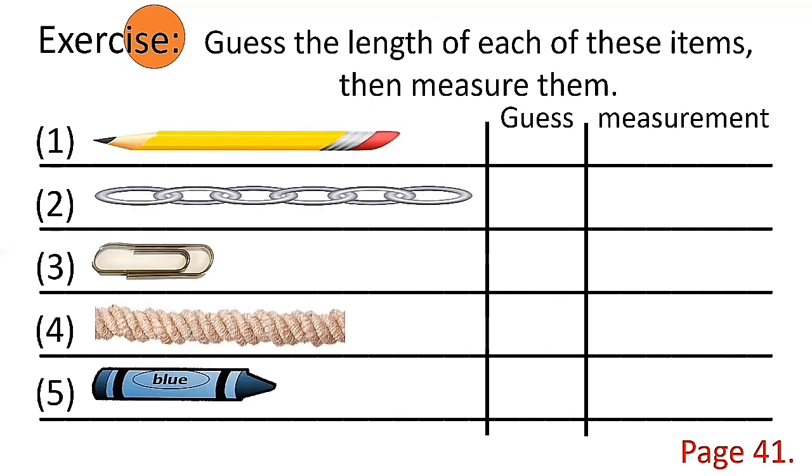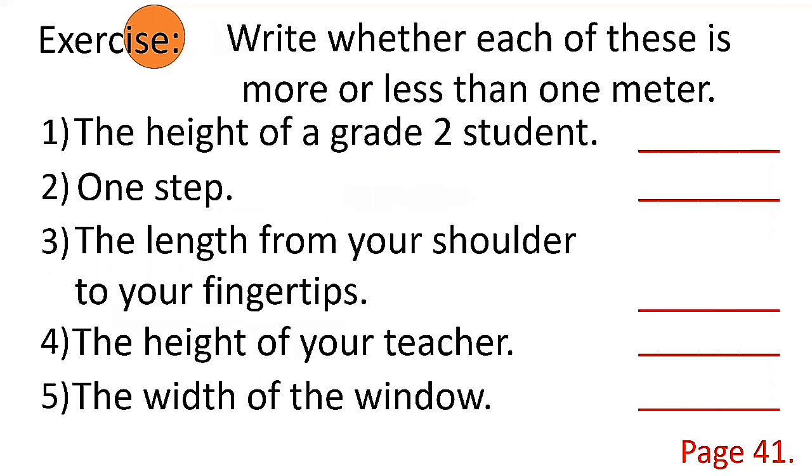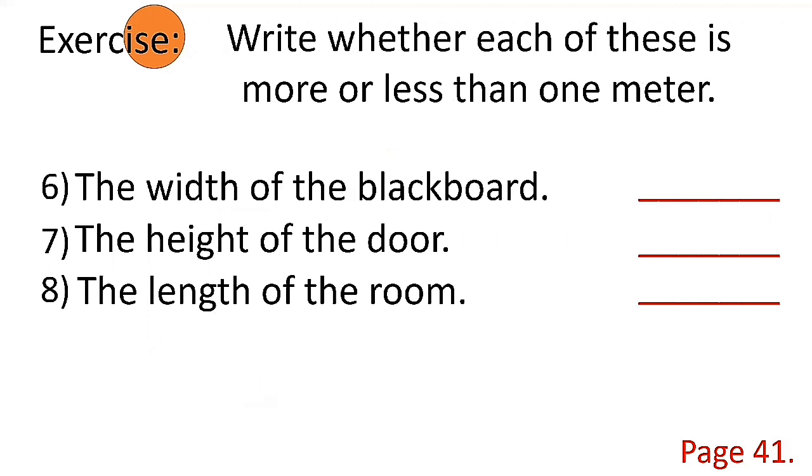Okay? And next exercise, you can find this on page 41. Guess the length of each of these items, then measure them. Okay? At first, you have to guess or estimate, and then use the ruler or a tape measure to get the real measurement. So we have number 1, number 2, number 3, number 4, and number 5. And here, exercise 3, write whether each of these is more or less than 1 meter. On page 41, we have number 1, 2, 3, 4, 5, 6, 7, and 8.